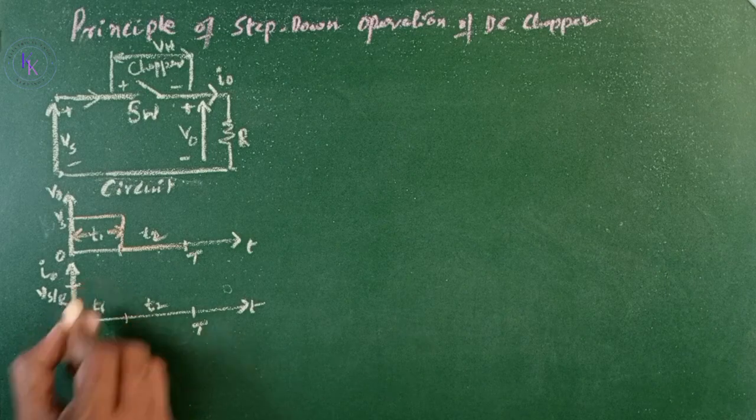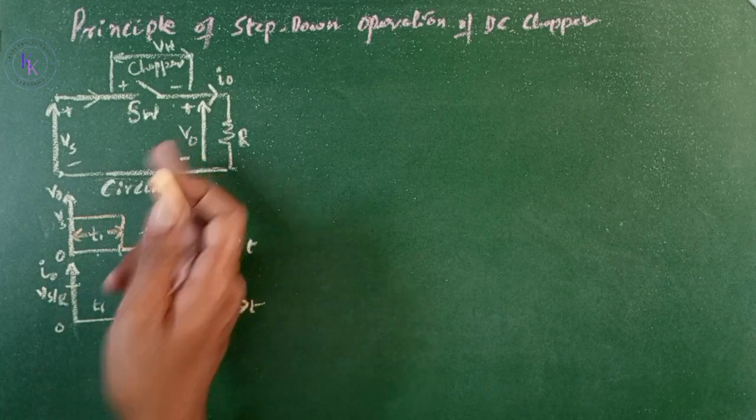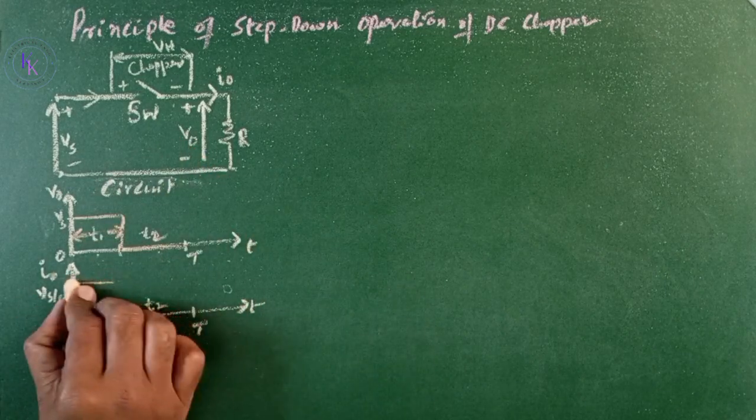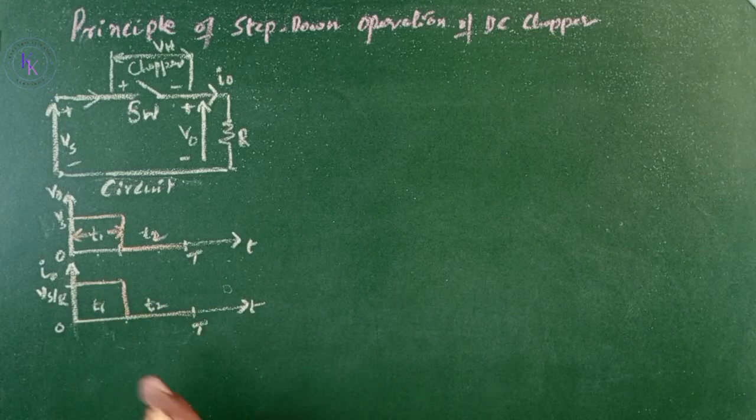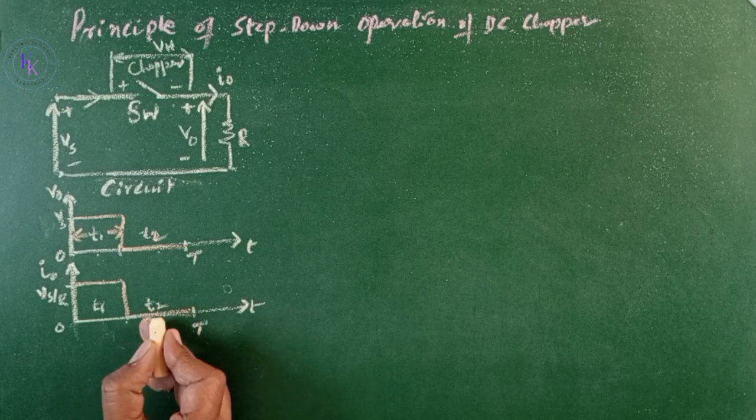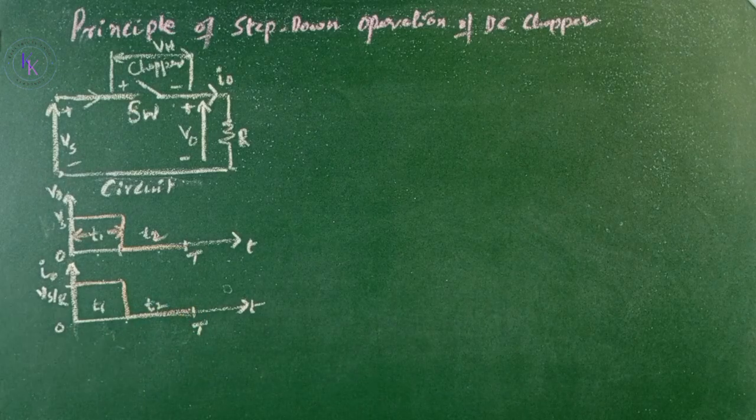Similarly, the current will be I0 equals Vs by R, and the current flows when the switch is closed for the time t1. And the current will be 0 when the switch is opened for the time t2. In practice, practical devices have a finite voltage drop rating of 0.5 to 2 volts. For the sake of simplicity, we neglect the voltage drop of the power semiconductor device.